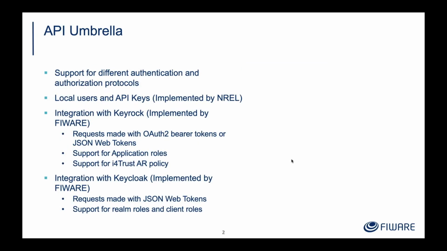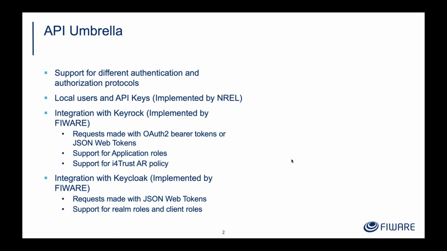Well, the main features of API Umbrella are these. API Umbrella is supporting a couple of different authentication mechanisms and security protocols. The simplest is the local users with API keys, which is basically what was implemented by the NREL, by the US government: just API keys that are fixed in order to access the different services.